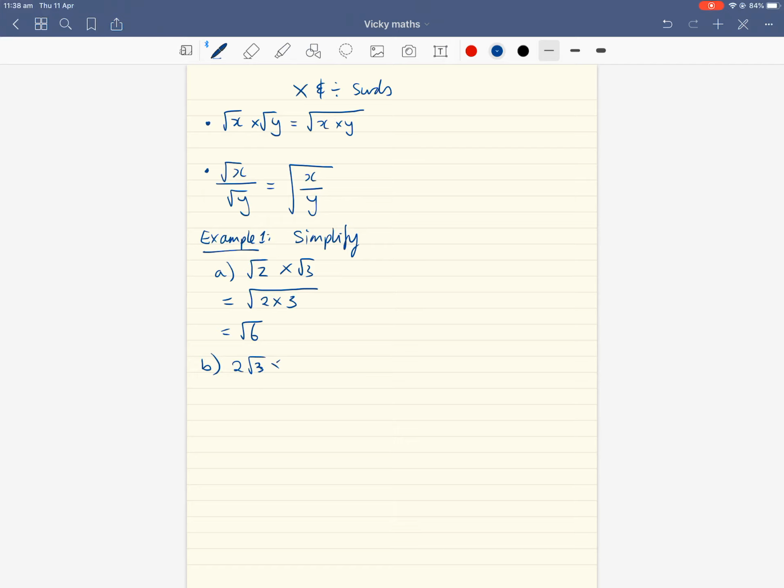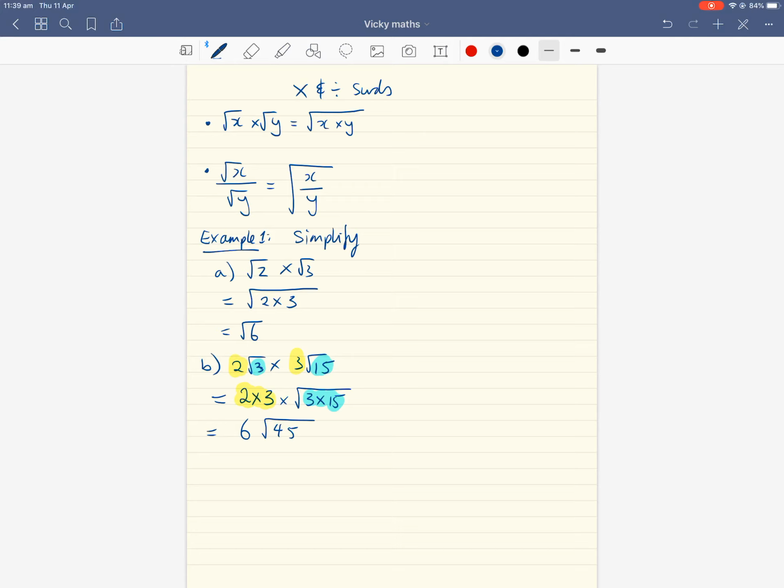2 root 3 times 3 root 15. Now that we have coefficients, the numbers in front of the surds, what we do is we multiply the coefficients in front, so the 2 times 3, and then we multiply it by the numbers inside the surd. So we have square root of 3 times 15. So the numbers inside the surd becomes square root of the product inside. Now let's simplify. 2 times 3 is 6. 3 times 15 is 45, so we get 6 root 45.